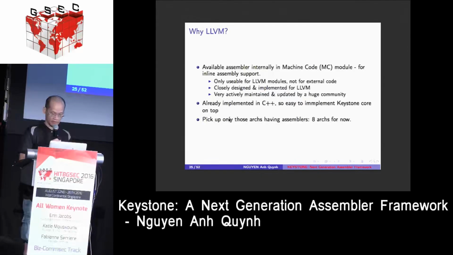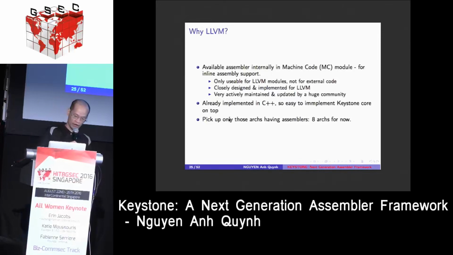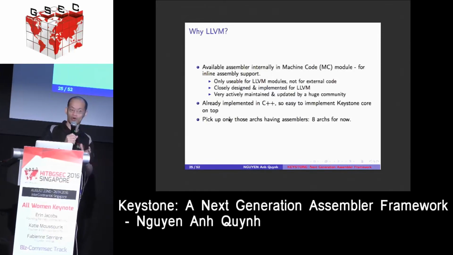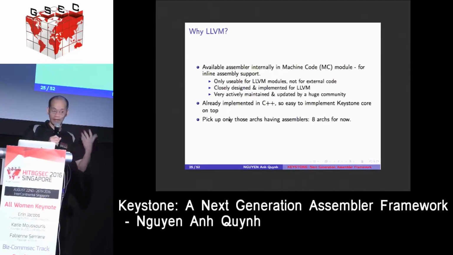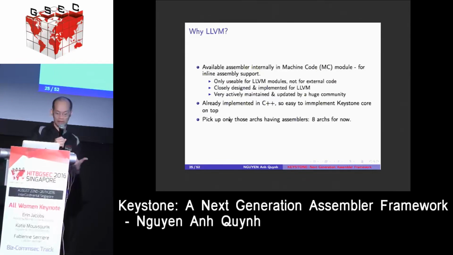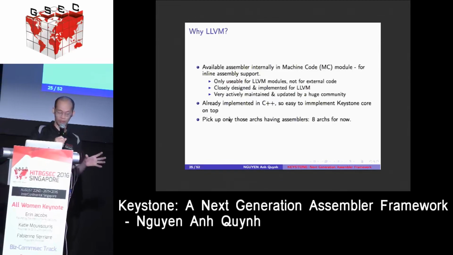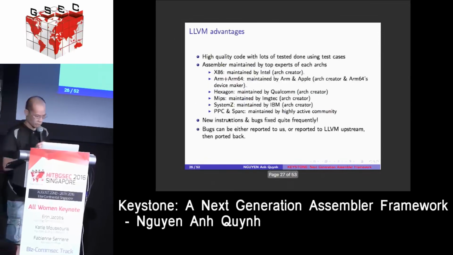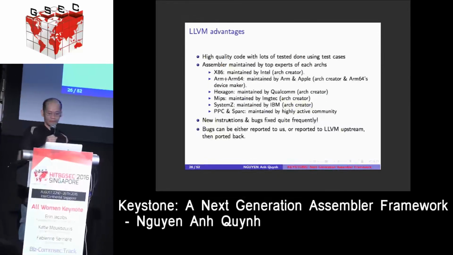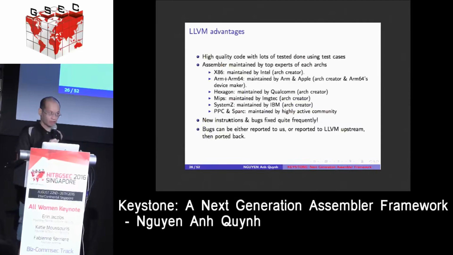The final note is that LLVM supports many architectures, but not all of them support an inline assembler. Only about 8 architectures now support inline assembler. So I can only build Keystone for those 8 architectures. But yeah, I went for LLVM because there are so many advantages.